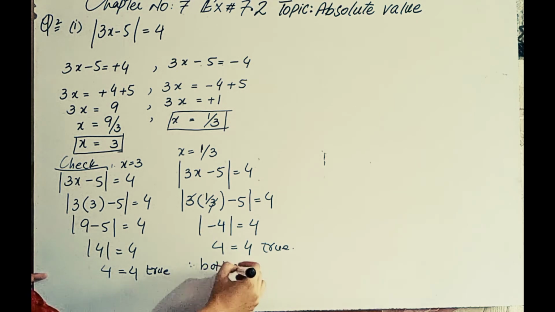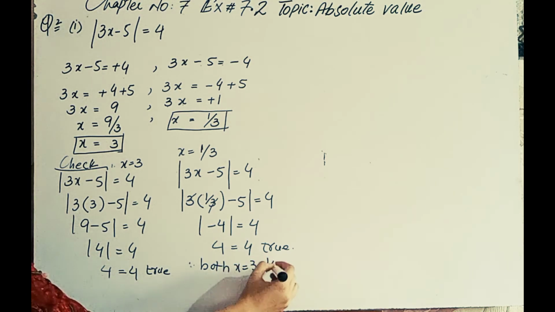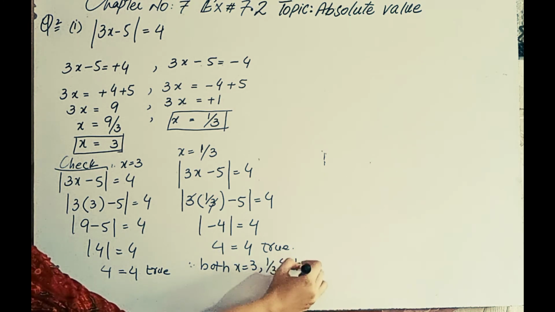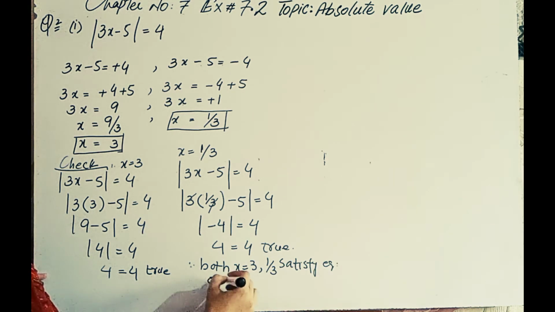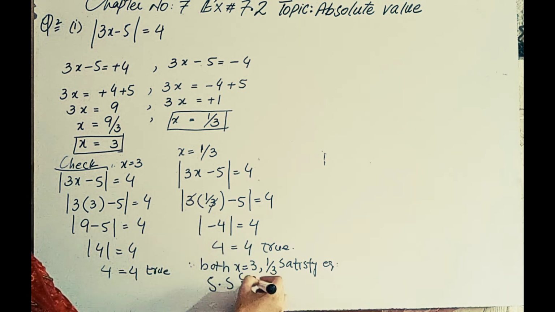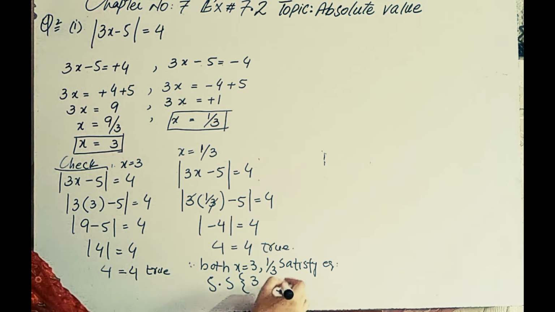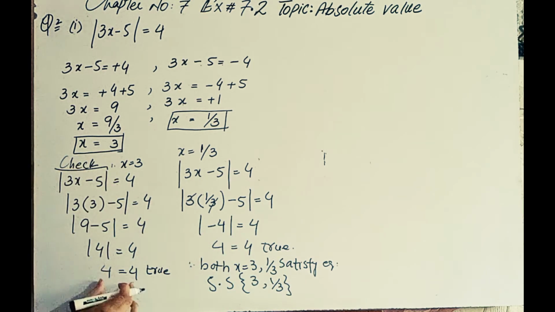Both x equals 3 and 1/3 satisfy the original equation. So the solution set is 3 and 1/3. Let's suppose if some value of x does not satisfy the equation, and both sides are not equal, then we will write at the end that x equals 3 does not satisfy the equation, so it is not a solution of the equation.